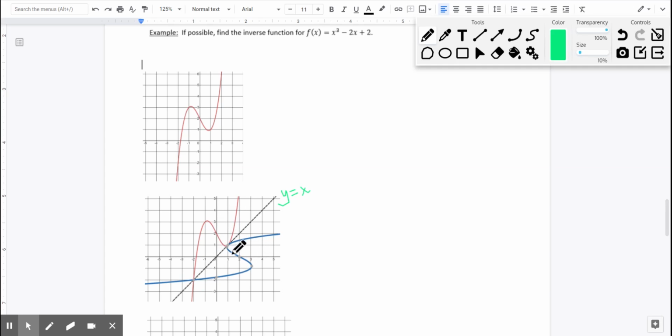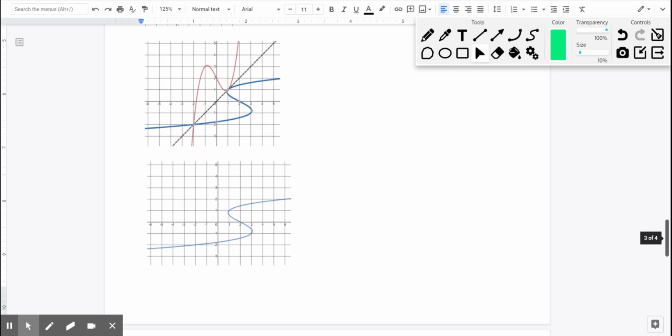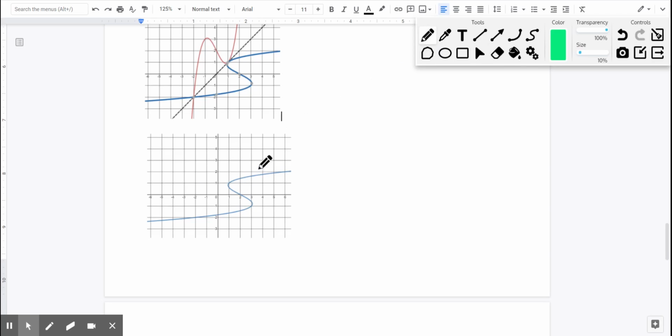So the inverse exists, but focus on that blue graph right there. There's a problem with it. There's something we don't like about it. And what we don't like about it is that it's not a function. Let me show it to you on its own. If you take a look at this and you try the vertical line test, this fails the vertical line test.